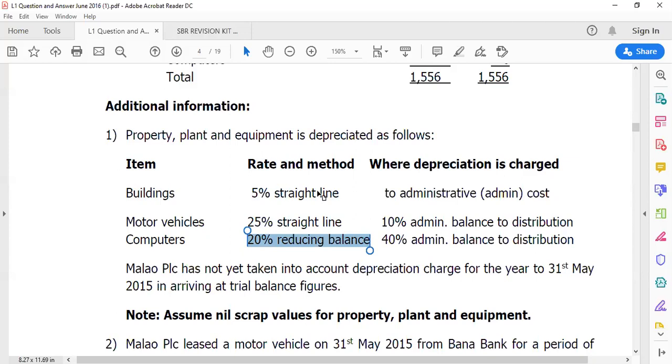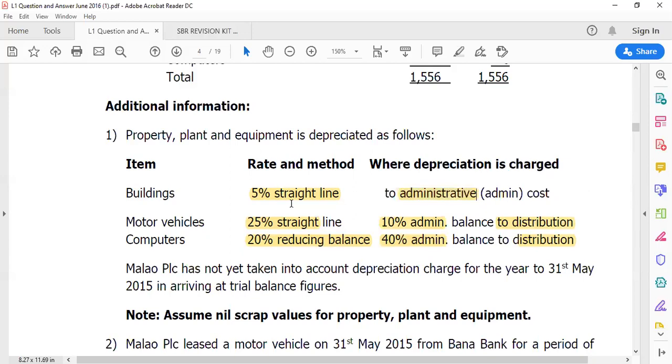5% straight line, 25% straight line, this one, 20% reducing balance. Then what do you do when you work out the depreciation? Divide it. 40% should go to admin for the computers, and then the balance should go to distribution. So from the total depreciation, when you work it out on 20%, 40% goes to admin, the rest goes to distribution. 10% goes to admin under motor vehicles, balance to distribution. And then under buildings, all the depreciation goes to admin. Seriously, these are easy marks. So let's work them out.